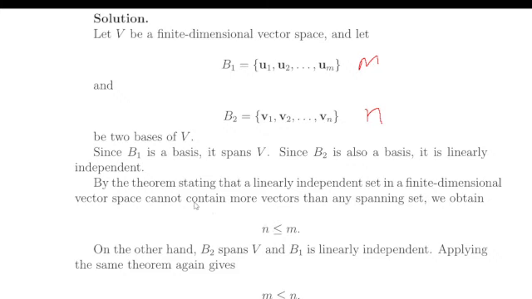So now we use a theorem that states that a linearly independent set in a finite dimensional vector space cannot contain more vectors than any spanning set. So the n here comes from B2, the number of vectors in B2, and m is the number of vectors in B1. So the number of vectors in B2 is less than or equal to the number of vectors in B1, since a linearly independent set in a finite dimensional vector space cannot contain more vectors than any spanning set.